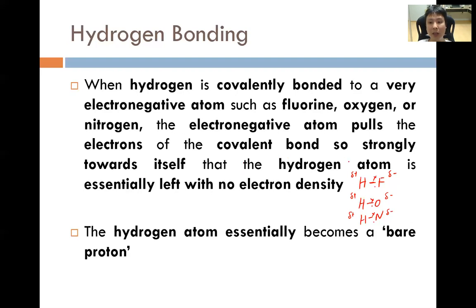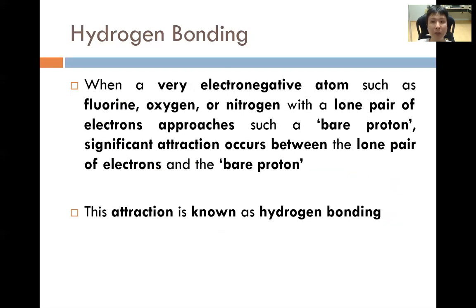Okay, so if you were to read here, the electronegative element pulls the electrons of the covalent bond so strongly towards itself that this hydrogen is essentially left with no electron density. So the delta plus on the H is the strongest in all the different types of PD-PD interactions, such that we give it a special name called hydrogen bonding. The hydrogen atom essentially becomes a bare proton, with a very, very high delta plus charge. Okay, so when another very electronegative element such as fluorine, oxygen, or nitrogen with a lone pair of electrons approaches such a bare proton, significant attraction will occur between the lone pair of electrons and the bare proton. So basically, this hydrogen is almost like a bare proton.